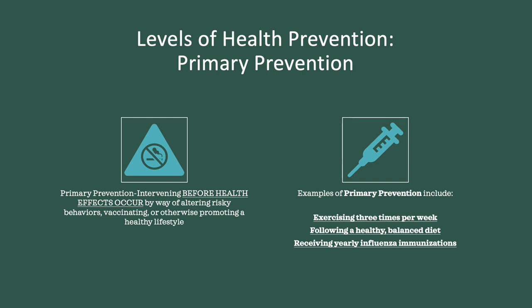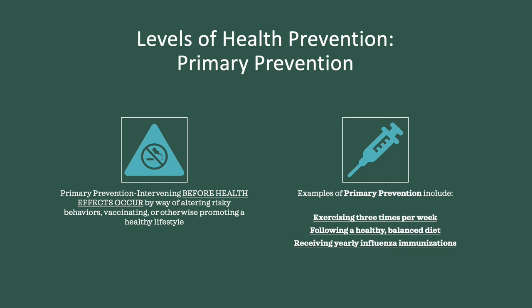So an example of primary prevention is exercising 3 times a week. I didn't say I was sick. I didn't say I had a reoccurring disease process or a chronic disease process. I'm just saying I'm exercising 3 times per week because I am trying to prevent myself from heart disease.